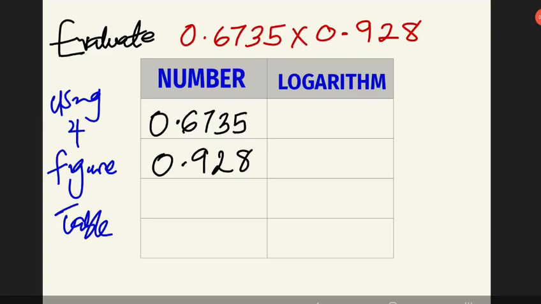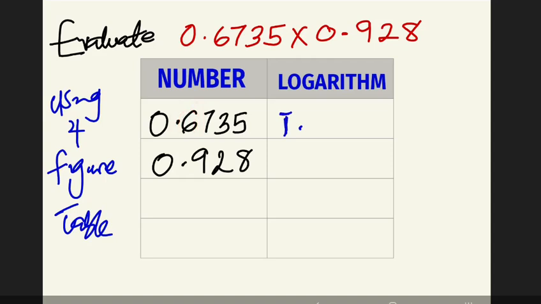One of the examples of logarithm questions. The question says evaluate 0.6735 times 0.928 by using four-figure table. This is a logarithm of a number lesser than 1. If you have to solve these questions, the first thing you must write is bar 1 point, because it is less than 1.